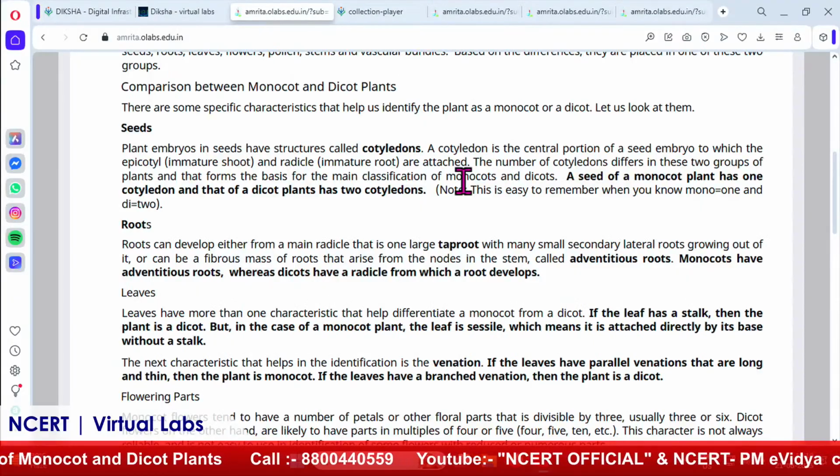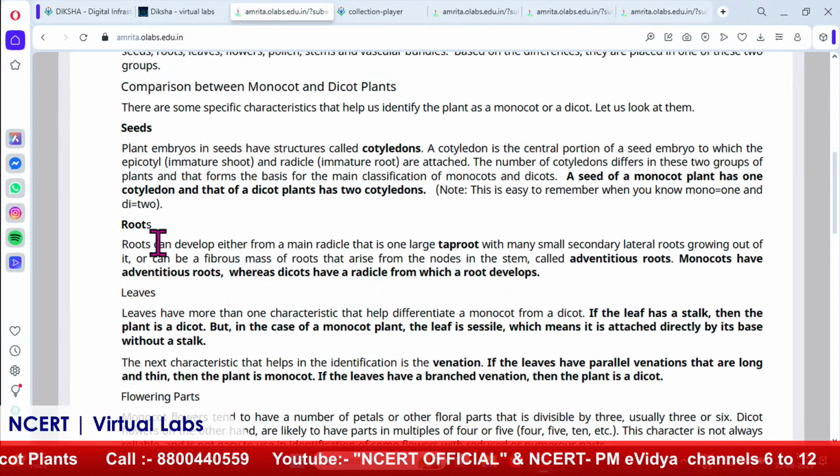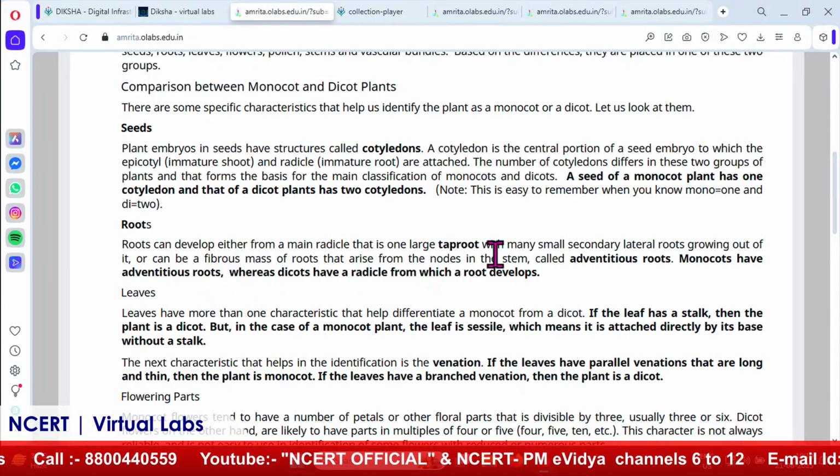So that means monocots have one cotyledon in their seed and dicots have two cotyledons in their seed, and that's why they are named so. So this is how you can remember. Then further, the roots, how the roots appear.